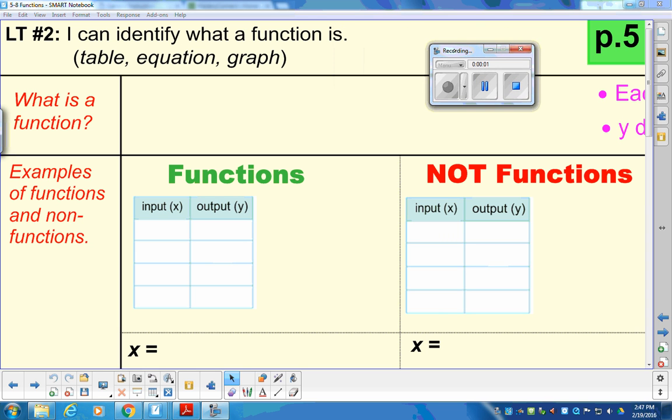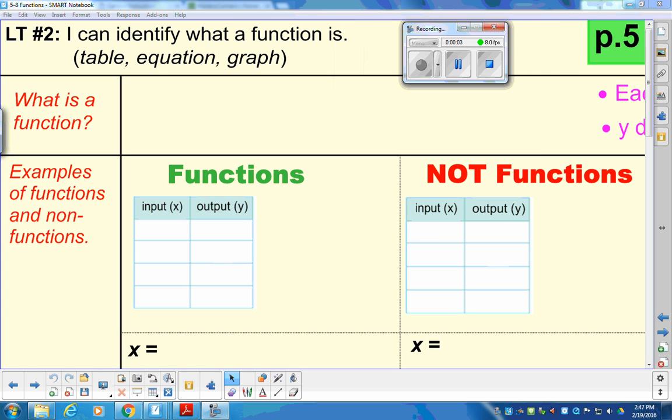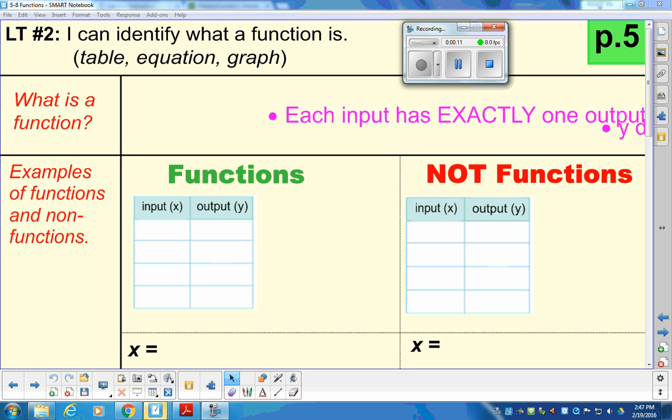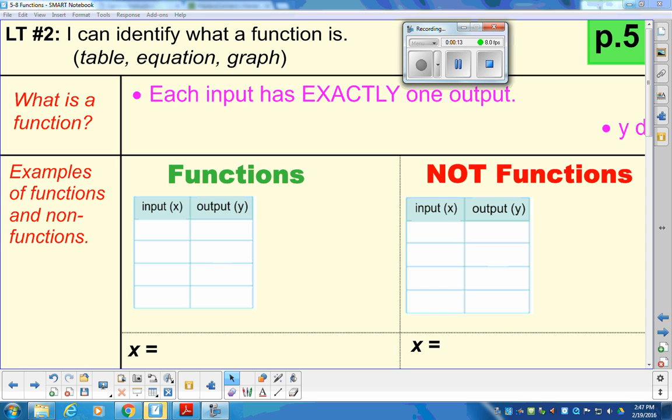Hey, 8th grade. So our learning target today is I can identify what a function is through a table, a graph, an equation. So let's talk about what a function is. We had a little bit of an introduction about functions, input, output, but each input has exactly one output. That is the main idea of what a function is.